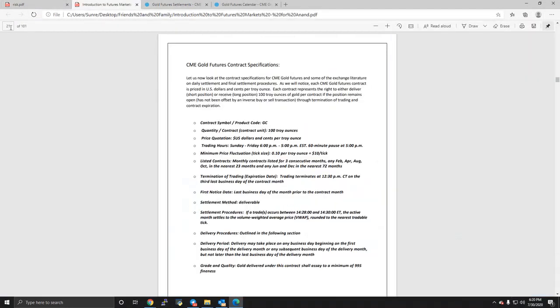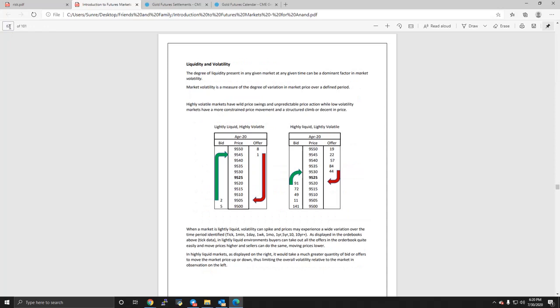So let's pull up something from the book that talks about liquidity. When you're analyzing a market's liquidity, here we notice in a lightly liquid, highly volatile market, there are very few bids and offers relative to a highly liquid market, and the depth of book is not as deep. We see two levels on the offer and two levels on the bid, whereas in a highly liquid, lightly volatile market, we see a deeper order book relative to a lightly liquid market.